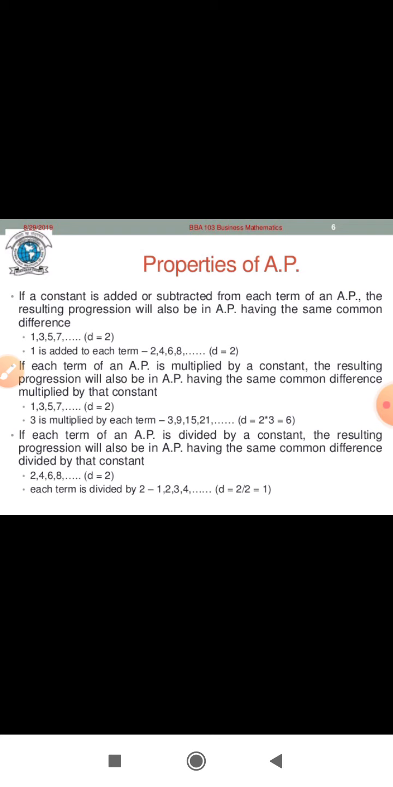If each term of an AP is divided by a constant, the resulting series will also be in arithmetic progression. Suppose we have a series 2, 4, 6, 8. Here the common difference is equal to 2. If this series is divided by 2, we get 1, 2, 3, 4. Again the common difference will be the same, so this will be an arithmetic progression.